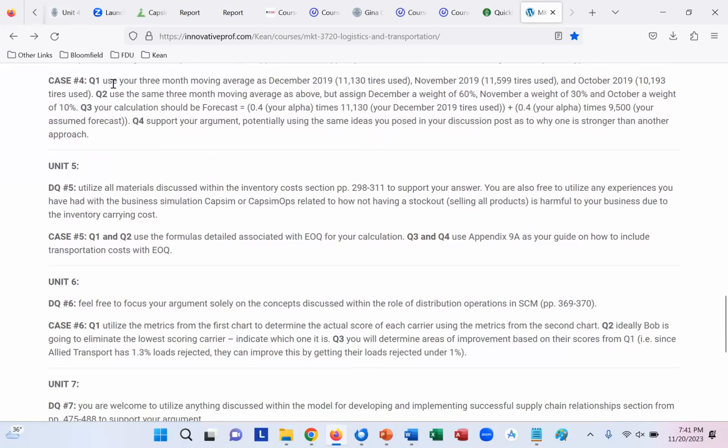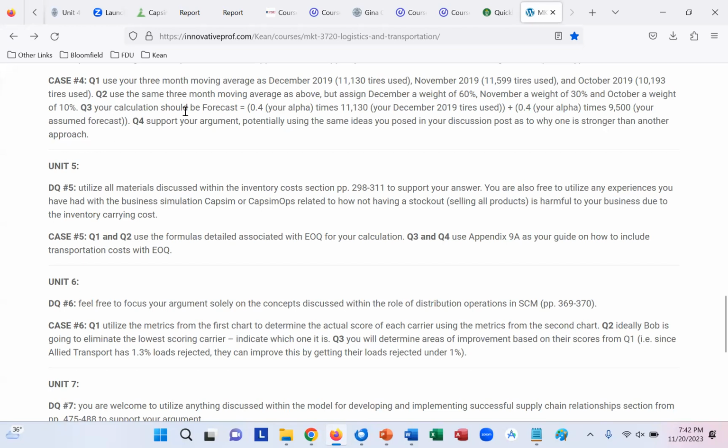You're going to use, for question 1, your 3-month moving average as December 2019, 11,130 tires used. November 2019, 11,599 tires used. And October 2019, 10,193 tires used. Then for question 2, use the same 3-month moving average as I mentioned above, but assign December a weight of 60%, November a weight of 30%, and October a weight of 10%.